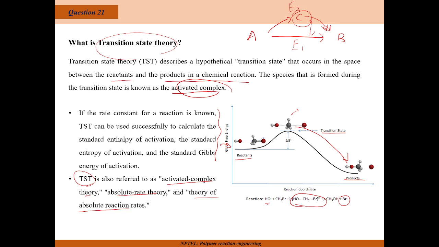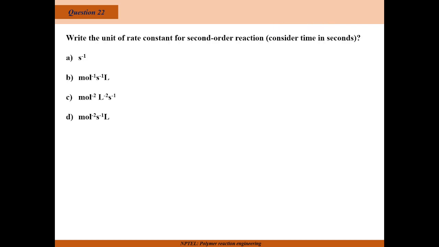Okay, if that is the case, let's move on to the next question. Which one is the unit of rate constant for a second order reaction? And here we consider time to be in seconds. So it is second inverse. Is it mole inverse, second inverse liter? Is it mole to the power minus 2, liter to the power minus 2, second inverse? Is it mole to the power minus 2, second inverse liter? So which one is the unit for rate constant?